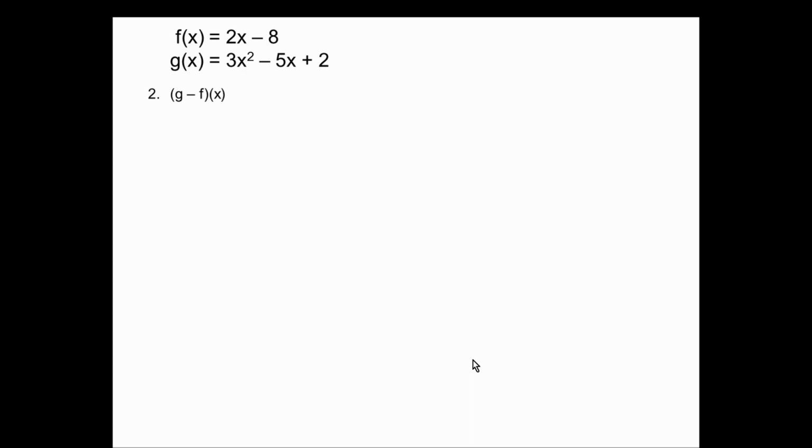Number two, I have g minus f of x. This would be g of x minus f of x. So I've got 3x squared minus 5x plus 2, and we're subtracting from that 2x minus 8. Again, you're just combining similar terms. The 3x squared has nobody to combine with. Minus 5x minus 2x is minus 7x. And 2 minus negative 8 is 10. Remember, minus minus is plus. So I've distributed my minus sign.